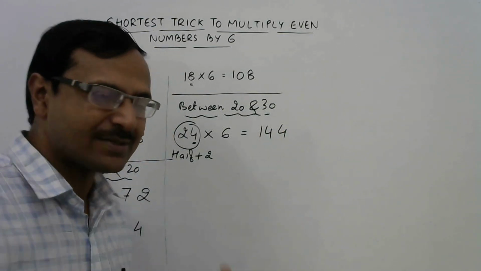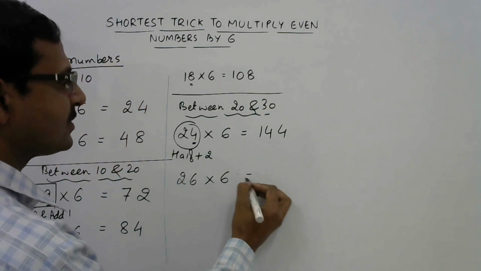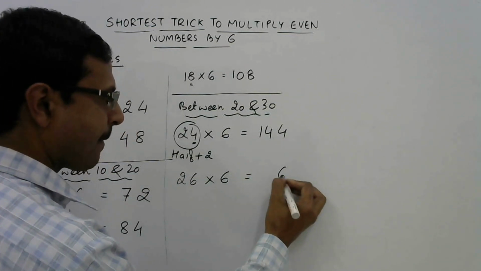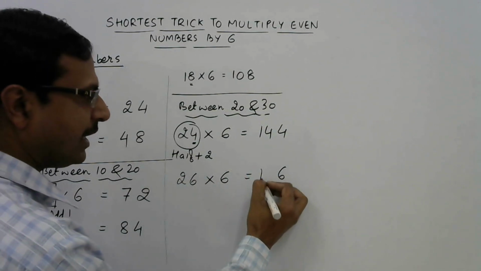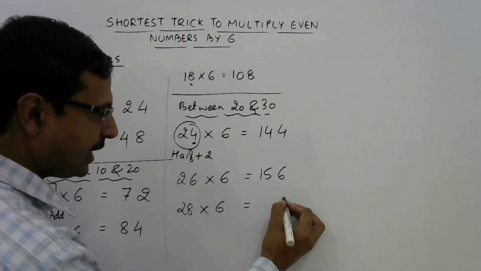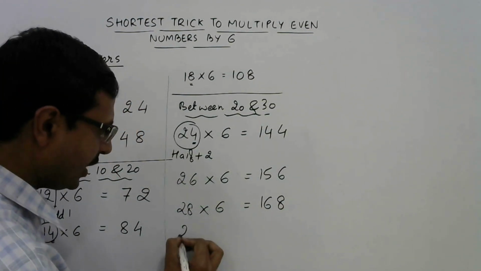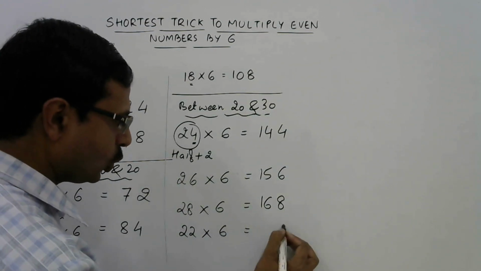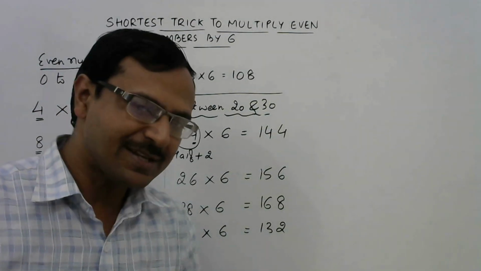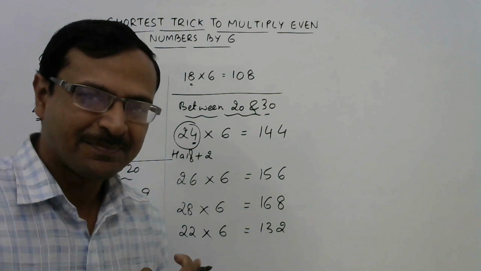Let's do 2 or 3 more examples. Say we have 26 into 6. So see the ease with which we can get the answer. 6, 13 plus 2, 15. 28 into 6. 8, 14 plus 2, 16. 22 into 6, 2, 11 plus 2, 13. That is the amount of time you will also take when you have to multiply these numbers.